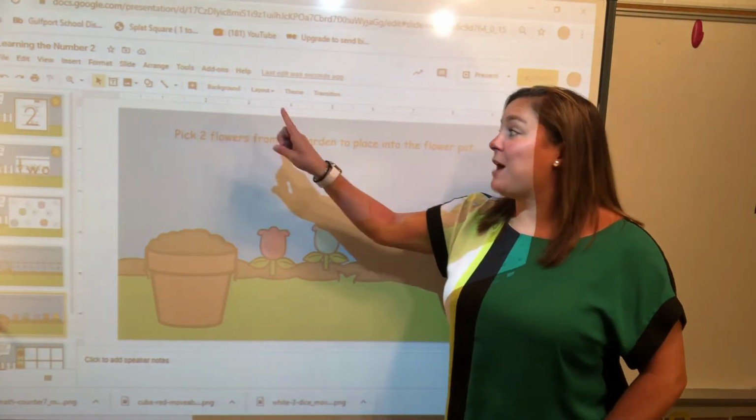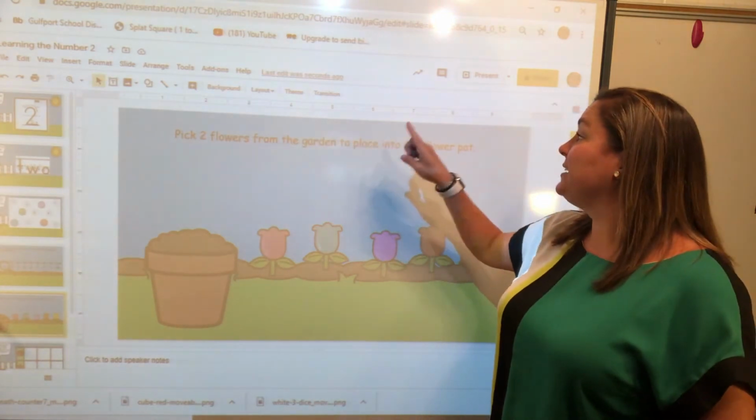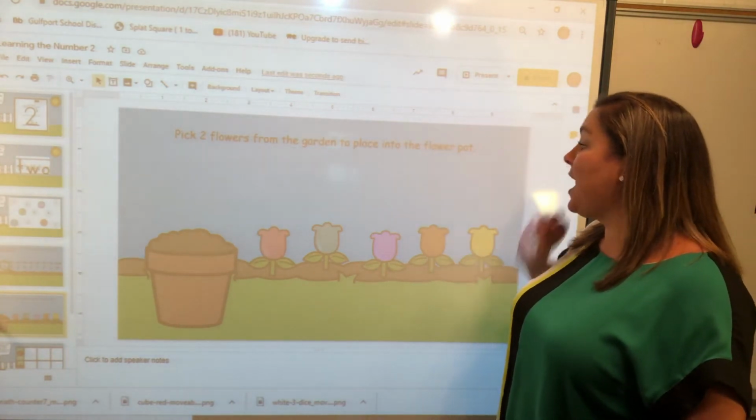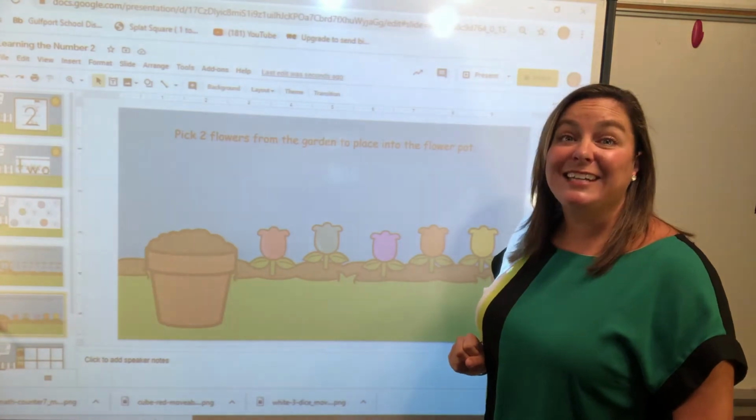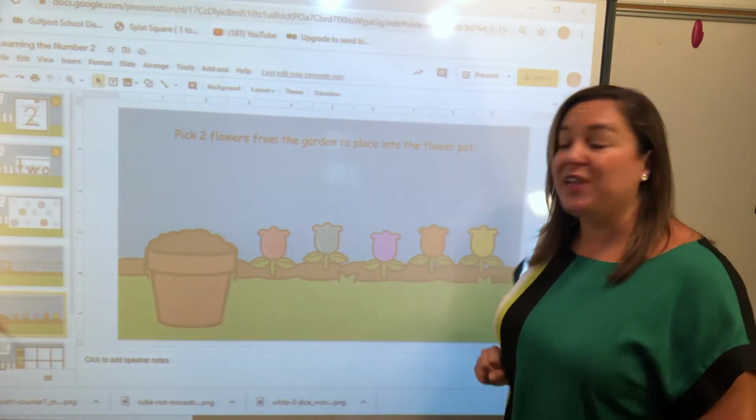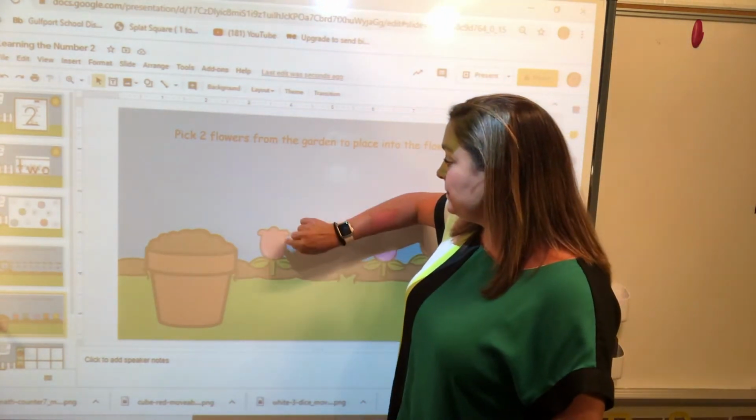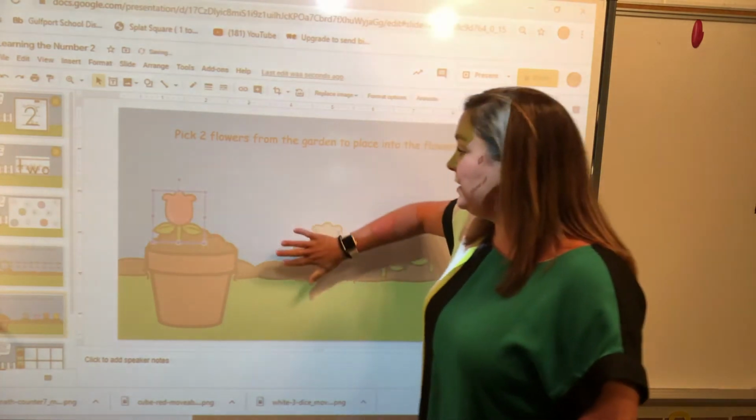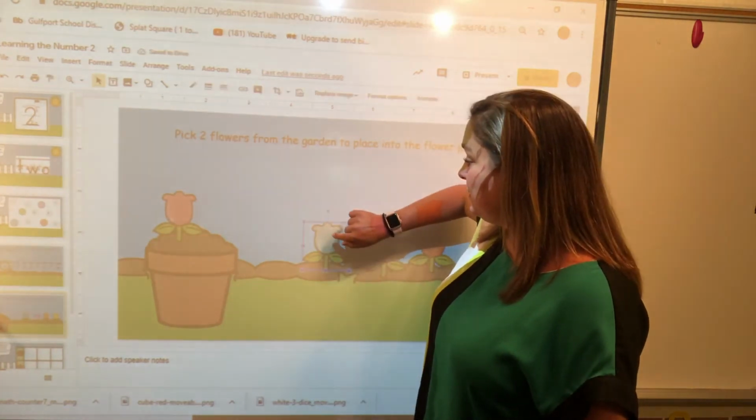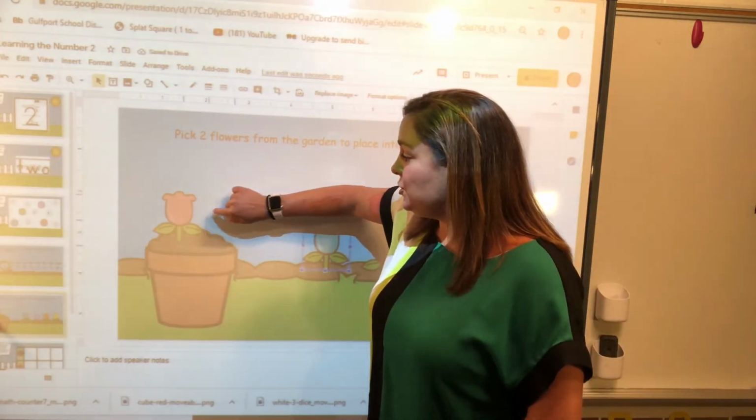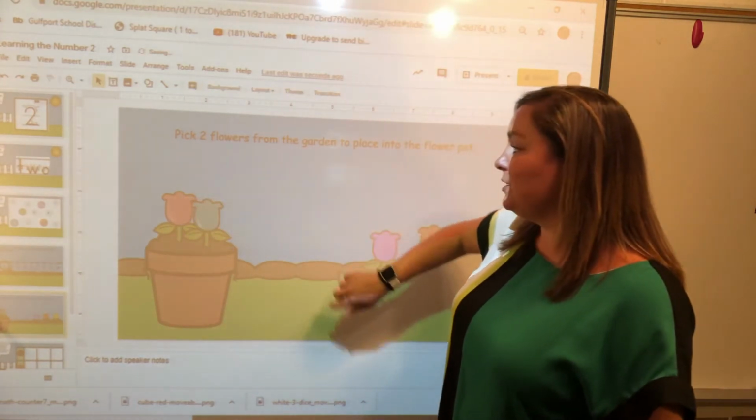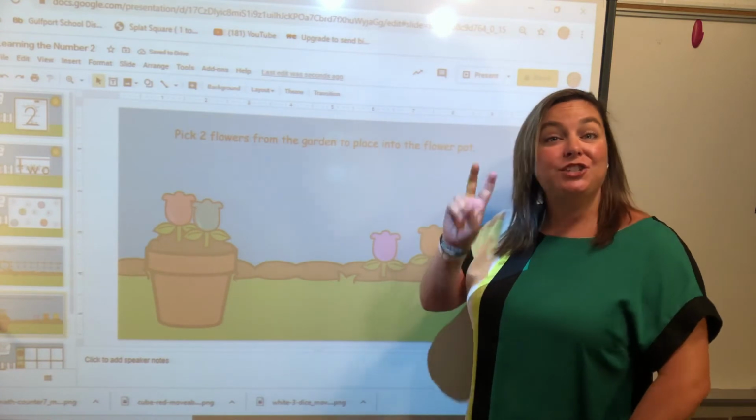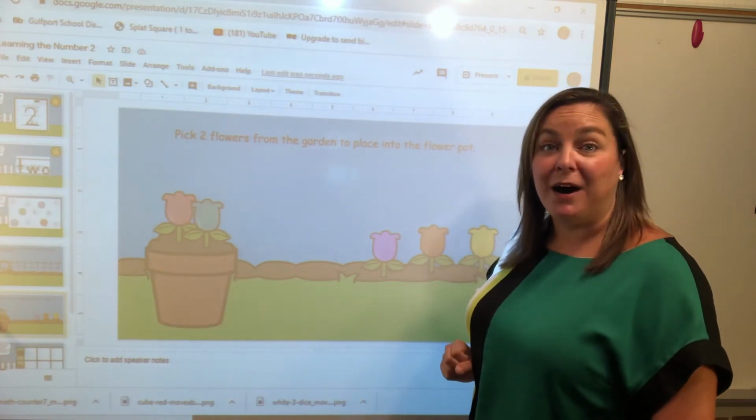Pick 2 flowers from the garden to place into the flower pot. Let's count as we pick 2 flowers. 1, 2. Awesome. We have 2 flowers in our flower pot.